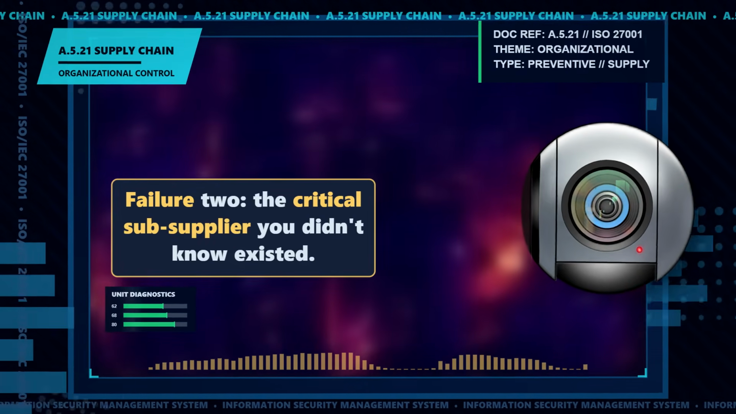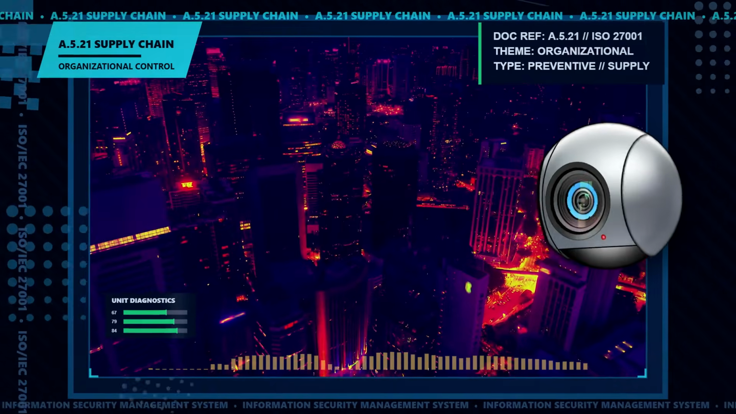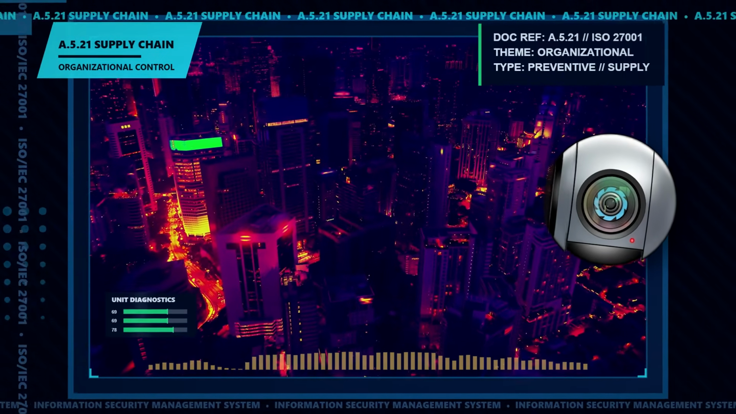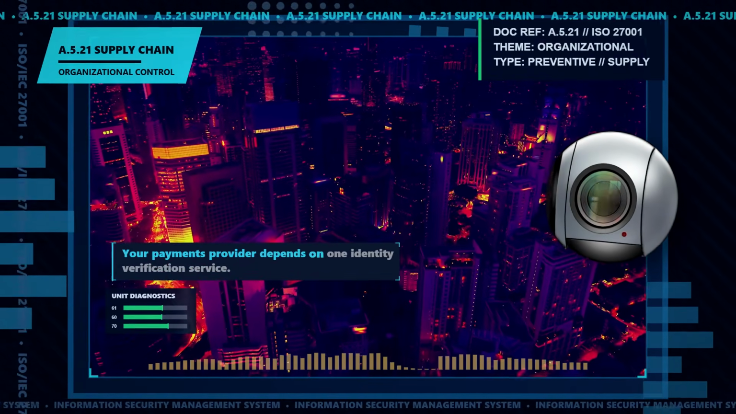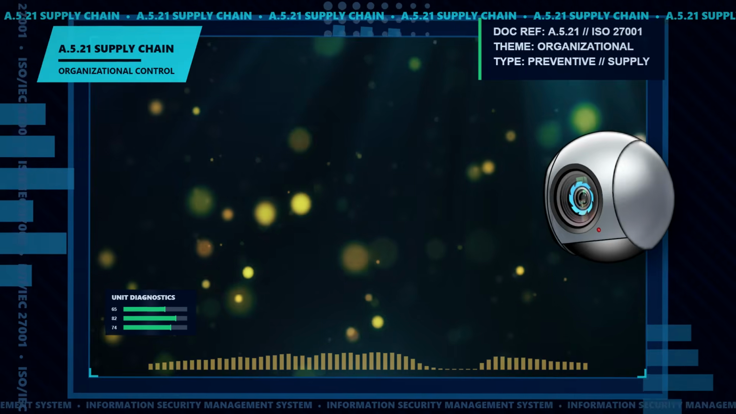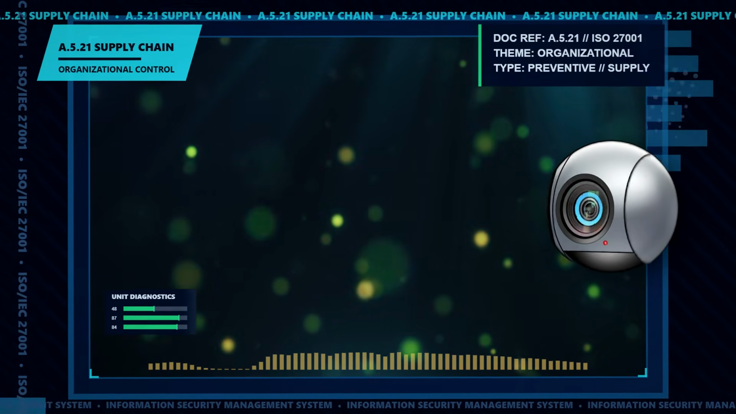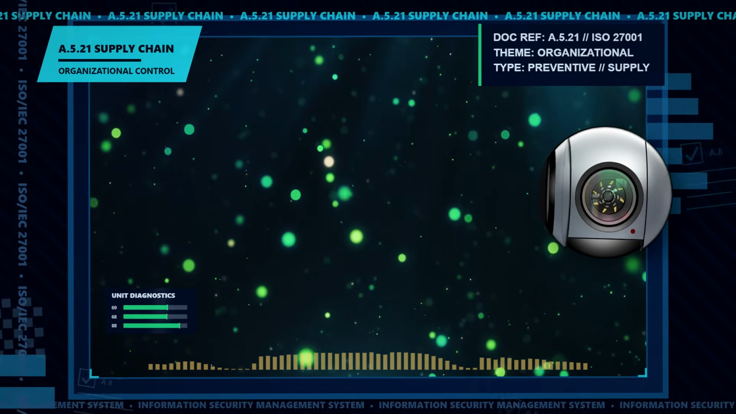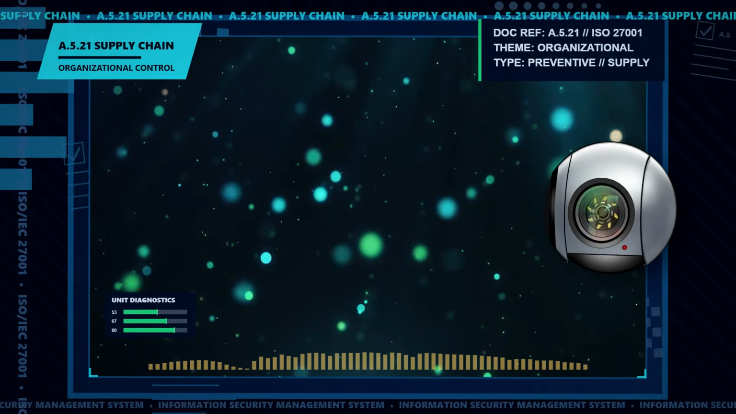Failure 2, the critical sub-supplier you did not know existed. Your monitoring vendor quietly routes data through a third party. Your payments provider depends on one identity verification service. Something goes wrong at a company whose name you have never once typed, and suddenly you're down, or worse, your customer's data has been somewhere you never told them it would go.